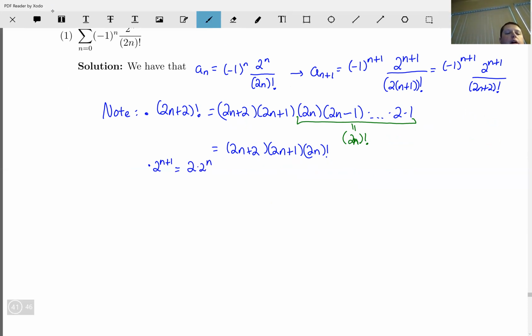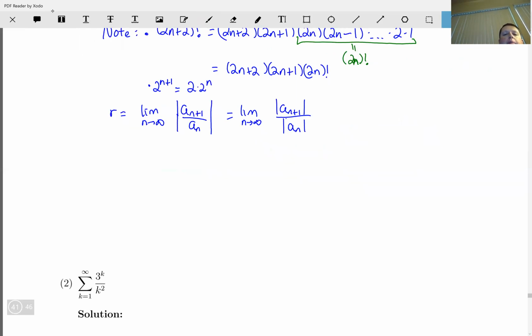Also, that's one note, and the second note is that 2 to the n plus 1 is 2 times 2 to the n. All right, so R is going to be the limit as n goes to infinity of the absolute value of the n plus first term divided by the nth term. But you can write this as the absolute value of one divided by the absolute value of the other.